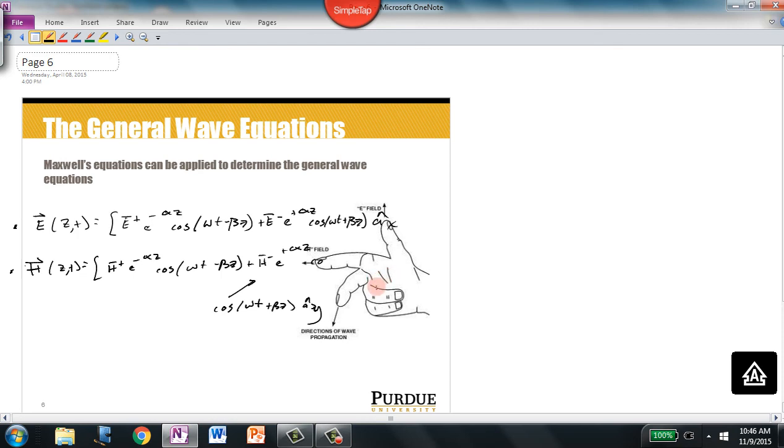The right-hand rule for plane waves can be used to determine if the wave is traveling in the plus or the minus z direction. And what you do with the right-hand rule for plane waves is you take your right hand and you point your thumb in the direction of the E field. You take your index finger and point it in the direction of the H field, and then you hold your middle finger perpendicular to those two, and that gives you the direction of wave propagation.